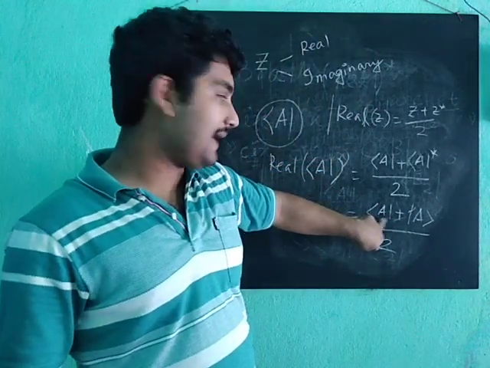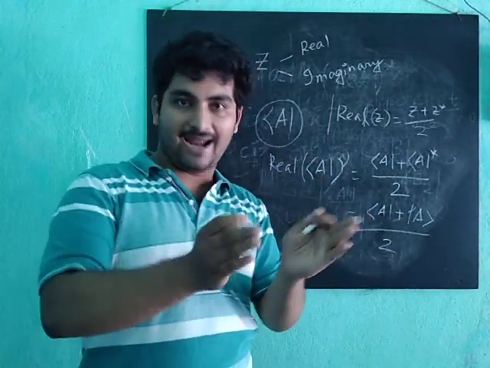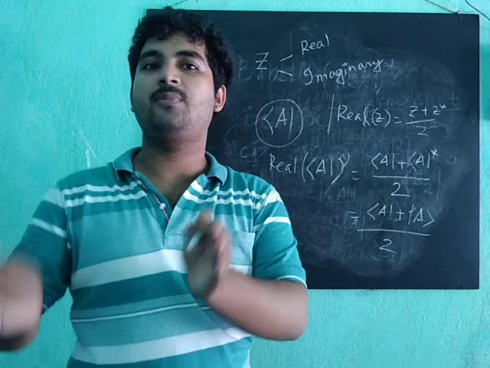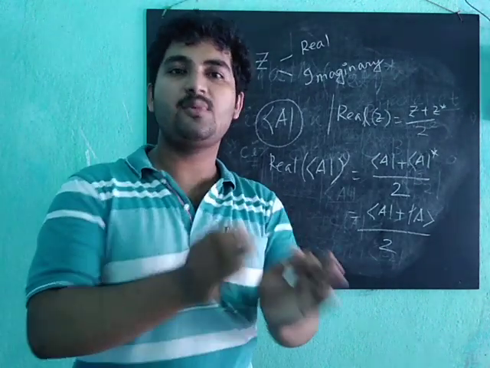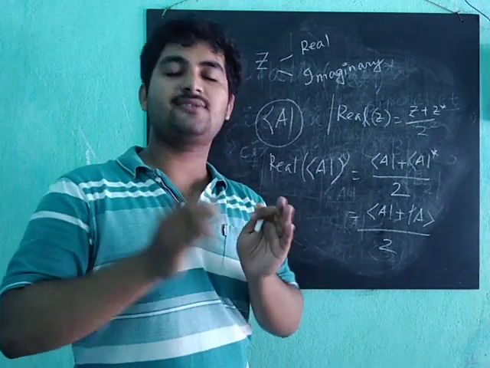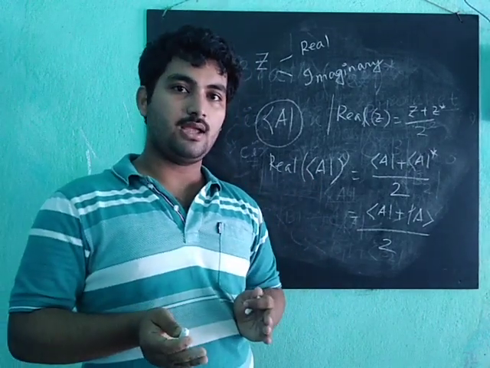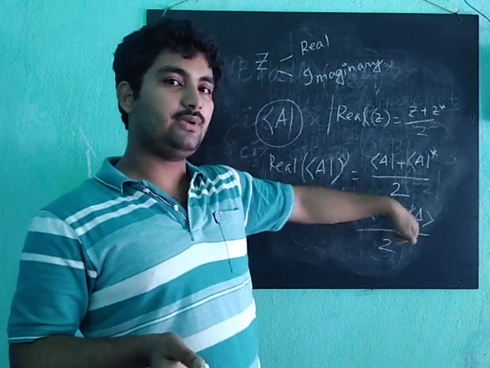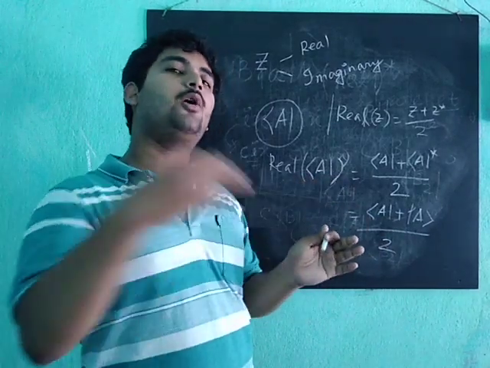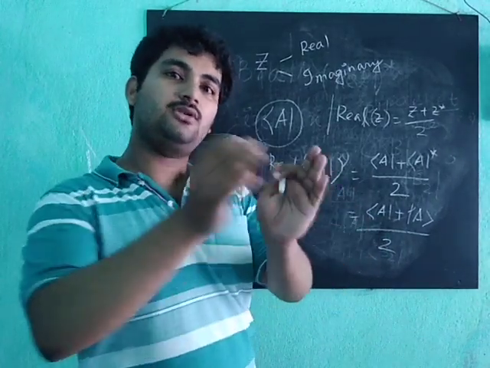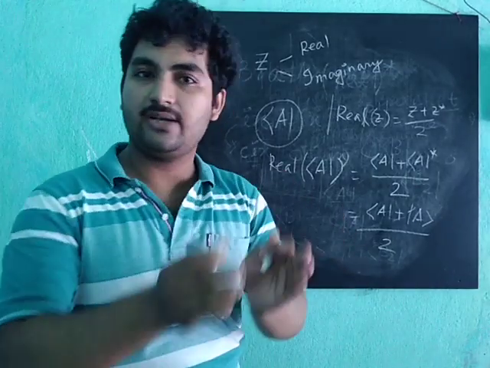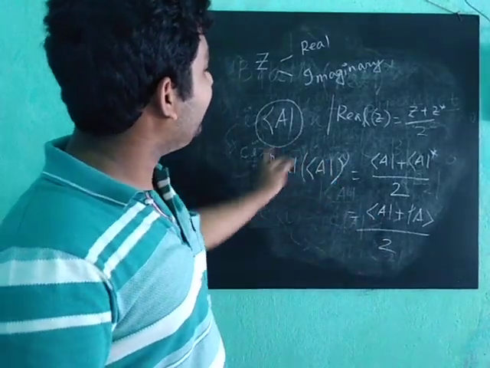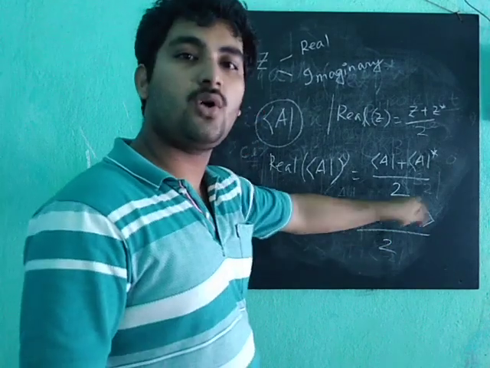Now this is a bra vector and this is a ket vector. We cannot add a bra vector with a ket vector because they are of different nature. These are not the same kind of vectors. We only add or subtract the same kind of things. A bra vector can be added to a bra vector, a ket vector can be added to a ket vector, but a bra vector and a ket vector cannot be added or subtracted. So to find the real part of this bra vector, we cannot do this.